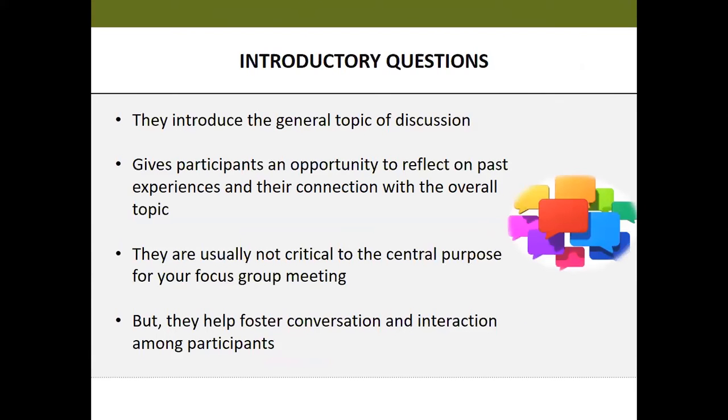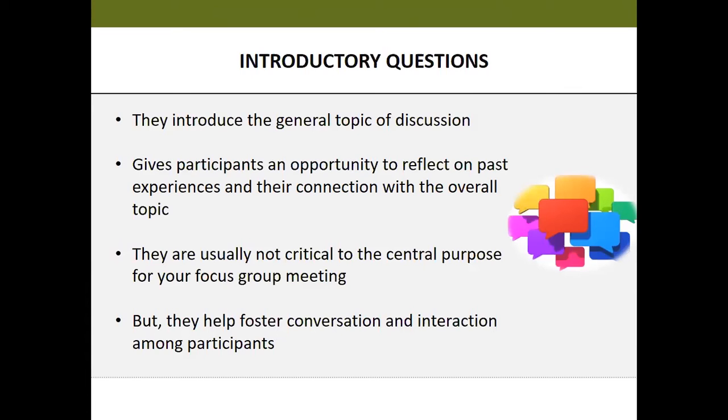The introductory questions are designed to introduce the topic of the meeting, but in a very general way. It gives them a chance to reflect on past experiences and their connection with the overall topic. Again, not critical to the overall purpose of the focus group meeting. It's not the meat of what you're really trying to gather, but again, it introduces the general topic that you're going to be focusing on. But it does have that ability to foster conversation and interaction among participants.